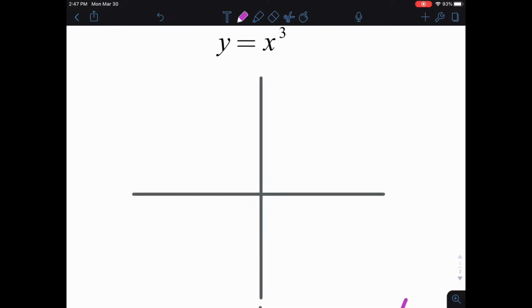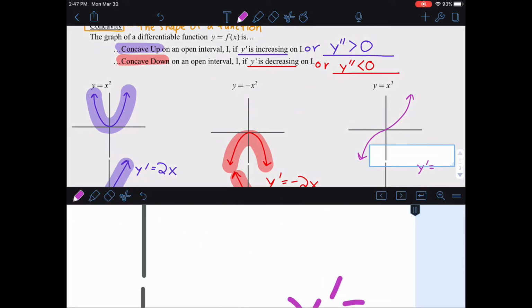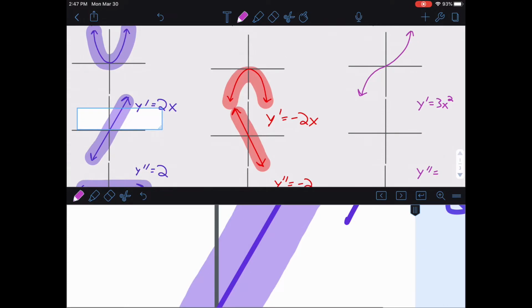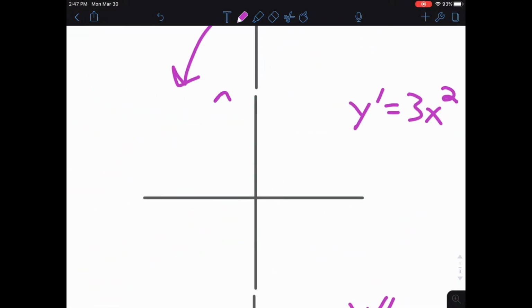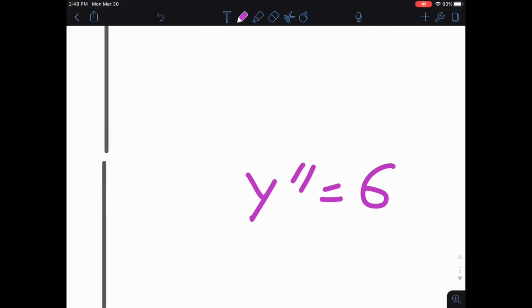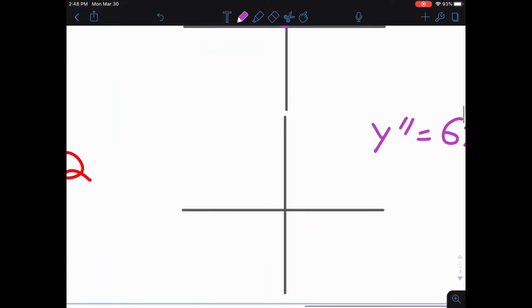Y equals x cubed, we should remember, looks something like this, and I'm going to bring this over just a little bit more symmetric. There we go. Okay, let's take its derivative. So its derivative is 3x squared, which is going to be a skinnier parabola, but still ultimately a parabola. And then its derivative, y double prime, is going to be 6x, which is a line with a positive slope.